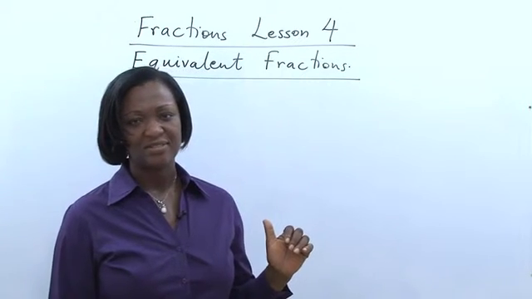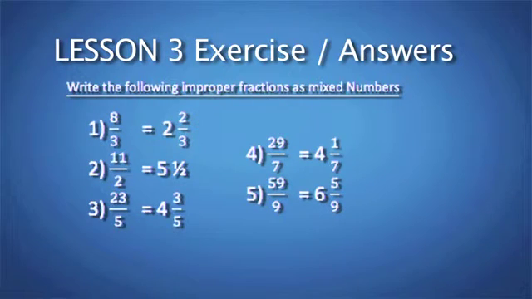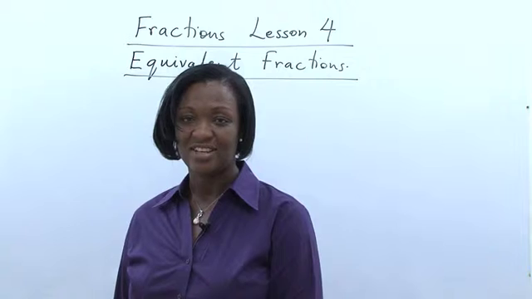Here are the answers. 8 over 3 is equal to 2 2/3. 11 over 2 is equal to 5 and a half. 23 over 5 is equal to 4 3/5. 29 over 7 is equal to 4 1/7. And 59 over 9 is equal to 6 5 over 9. Well done. I'm very sure you got it all correct.